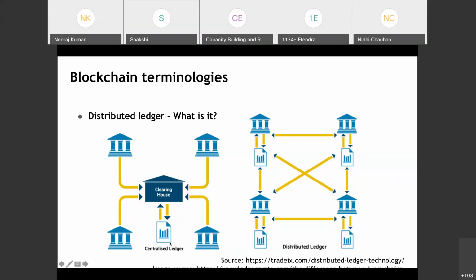Somebody has put a query. He says that a node is a participant in a network, whereas a block is a small part of the ledger. Consider the ledger a diary, and a block is a page of the ledger. When the block gets full, it moves to the next block.